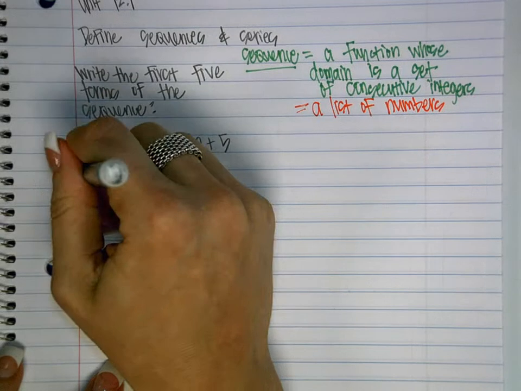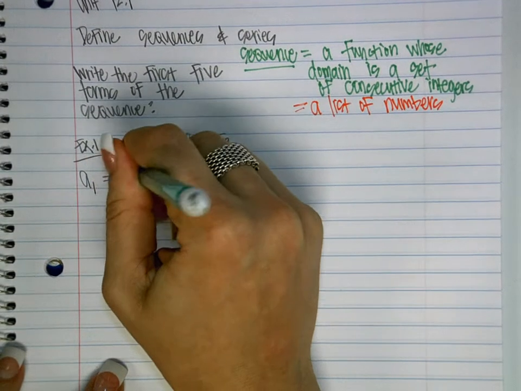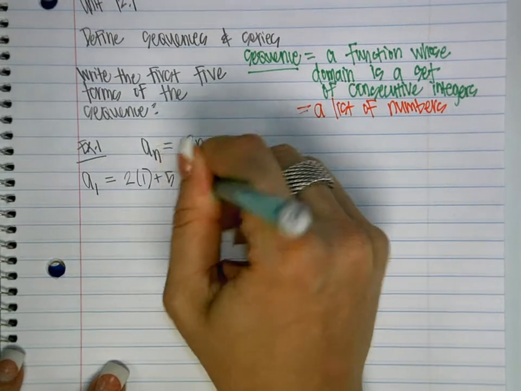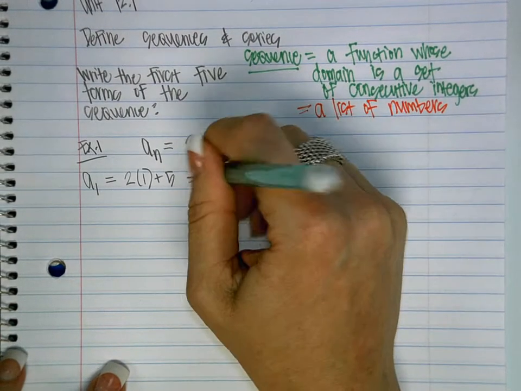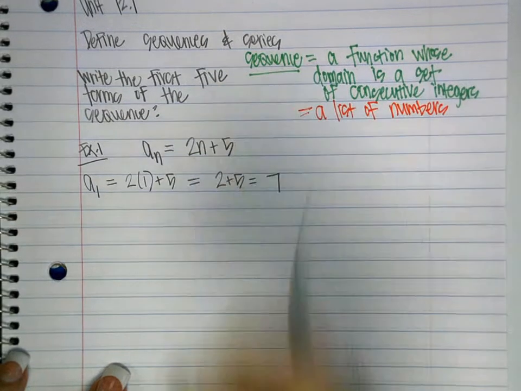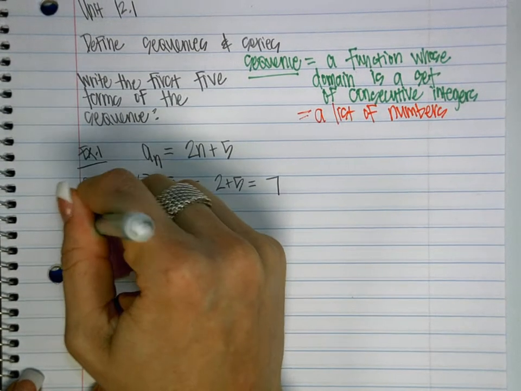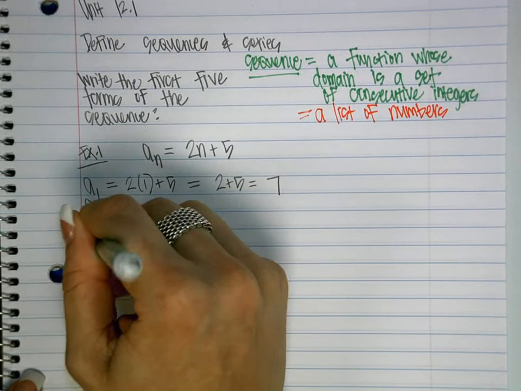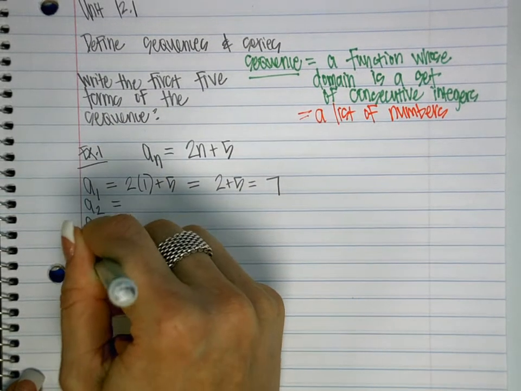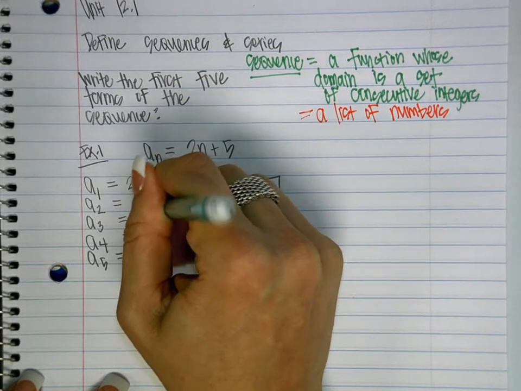So you're going to plug in a of 1. We're going to plug in 1 for n. So 2 times 1 plus 5 gives us basically 2 plus 5, so your answer is 7. And then I want you to plug in all the way through 5. I know this is kind of tedious, but it's actually really simple. Okay, so plug in everything through 5.